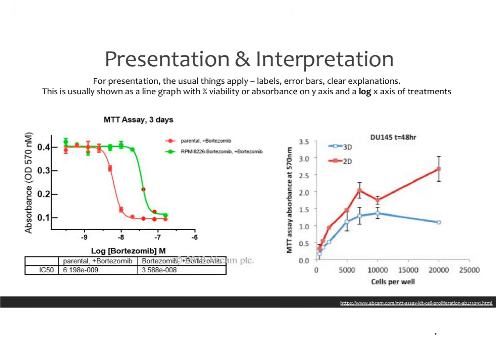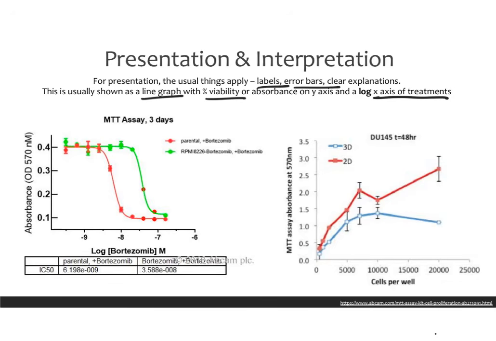So now that you have those replicates and you've put them into Prism, let's talk briefly about presentation and interpretation. So for presentation, all the usual things apply. You want to have clear labels, clear error bars, clear explanations of anything on your plots. And like I said, we usually show this as a line graph with percent viability on the y-axis and then an x-axis of our drug conditions.